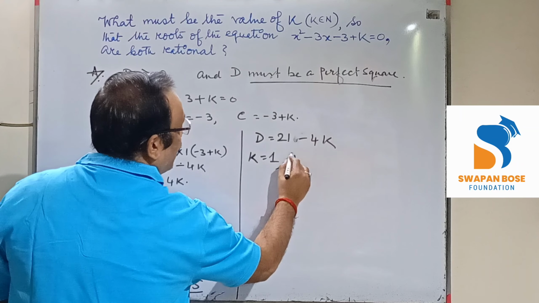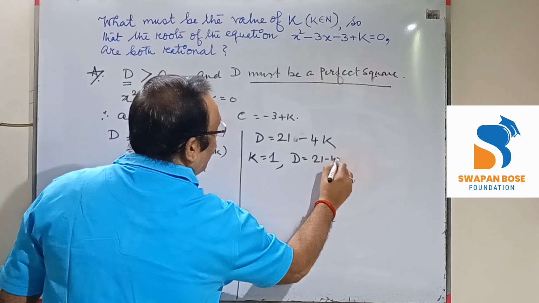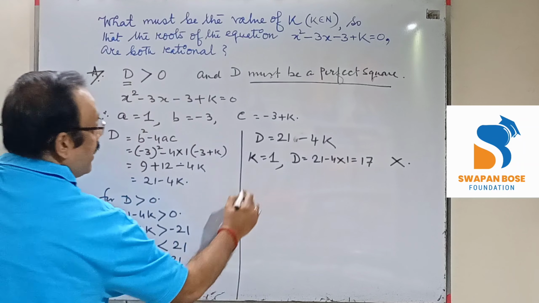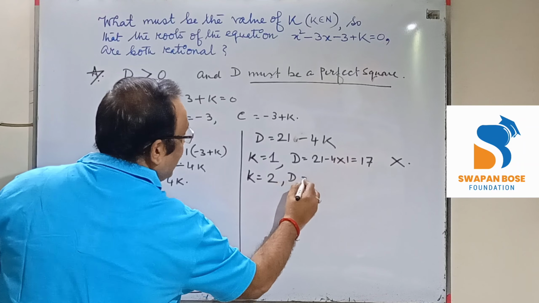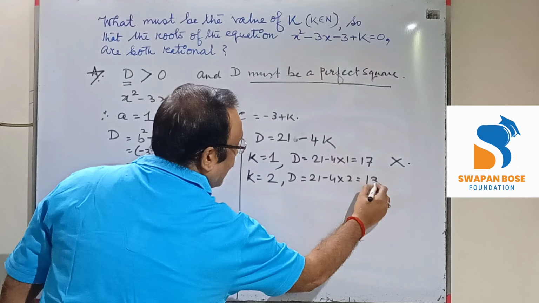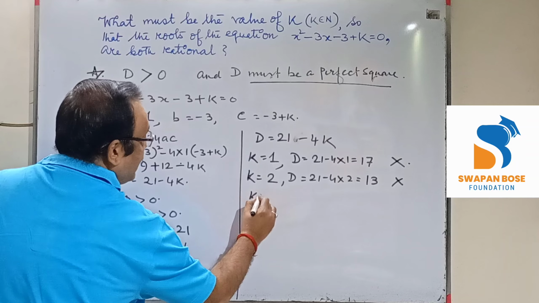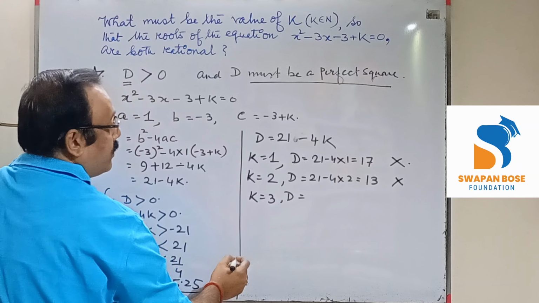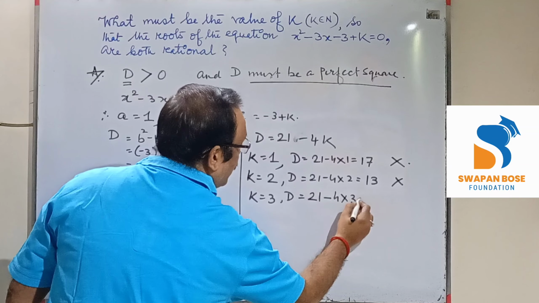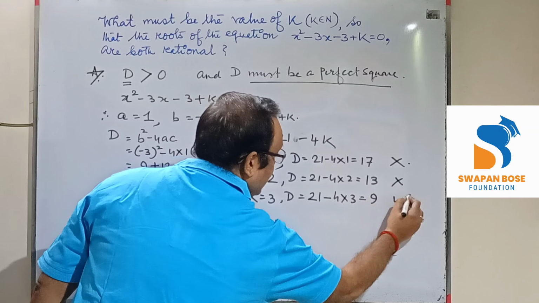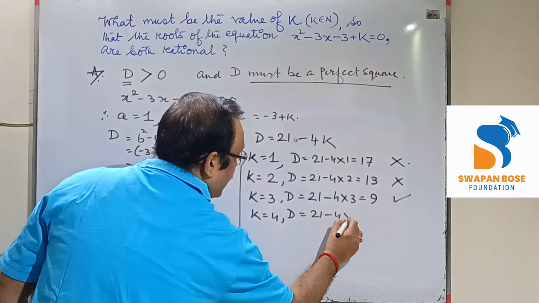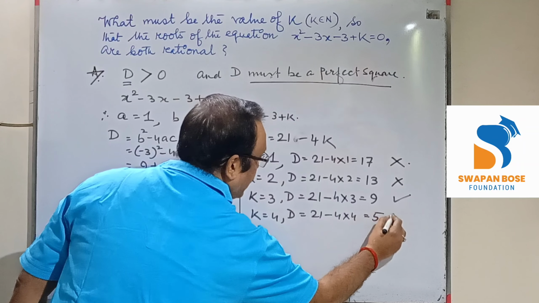If I substitute k as 1, D will become 21 minus 4 into 1, that is 21 minus 4, that is 17. Is it a perfect square? It is not a perfect square. If I take k equal to 2, then D is equal to 21 minus 4 into 2. 4 into 2 is 8, 21 minus 8 is 13. It is not a perfect square. If I take k equal to 3, then D is equal to 21 minus 4 into 3. 4 into 3 is 12. 21 minus 12 is 9. 9 is a perfect square. If I take k equal to 4, then D is equal to 21 minus 4 into 4, 21 minus 16 is 5, which is not a perfect square.